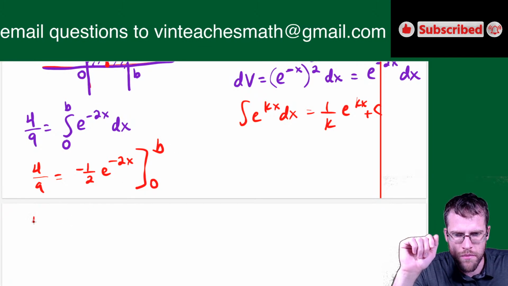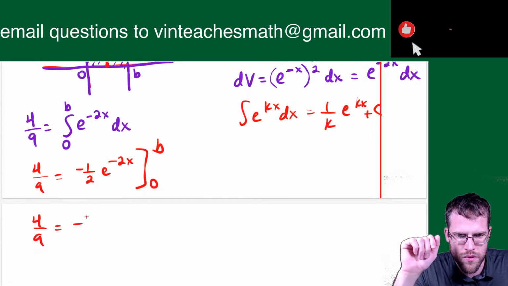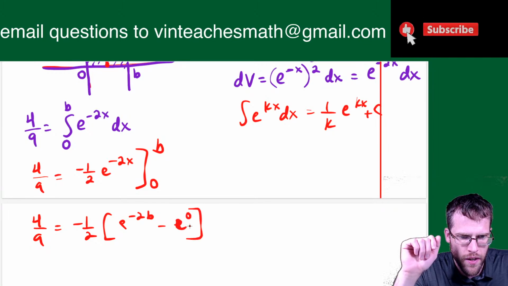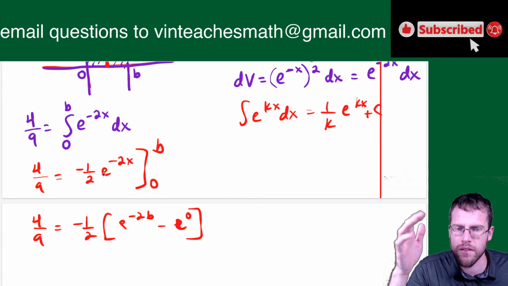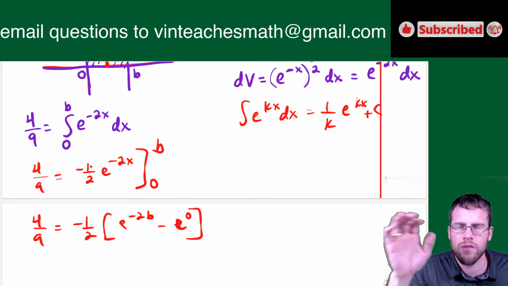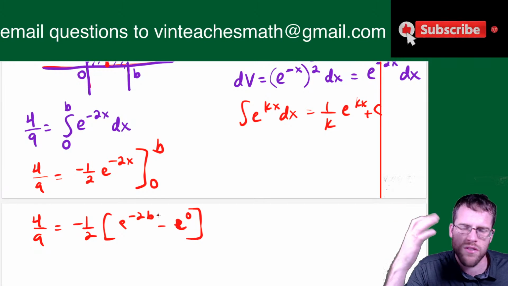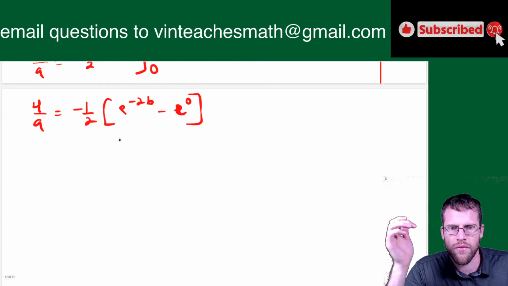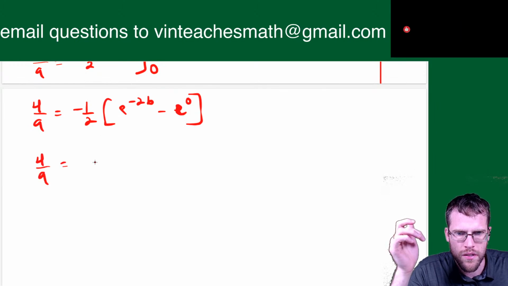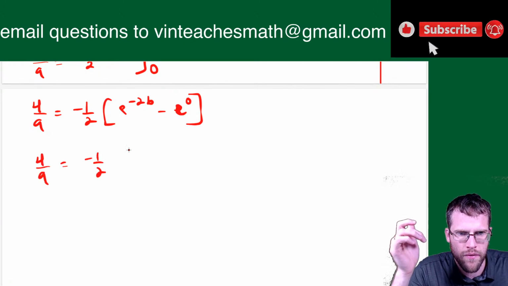So then here, 4/9 equals -1/2, and you're going to have e to the minus 2b minus e to the 0. Anytime I have a negative in front of the term that I'm plugging the upper and lower limit into, I like to write the constant on the outside so there's fewer signs to lose track of. So now e to the 0 is 1. So this is going to be 4/9 equals -1/2.